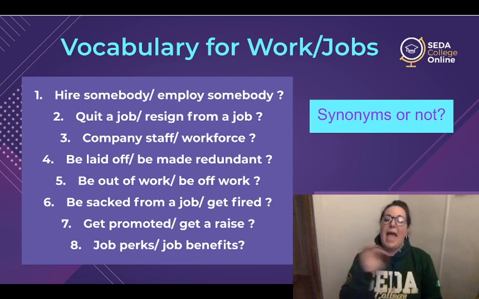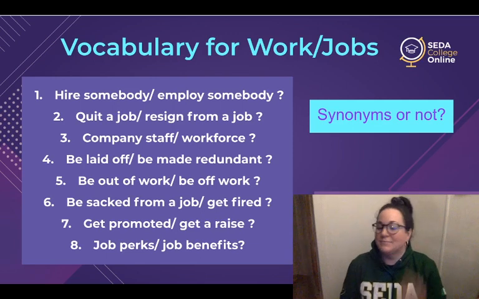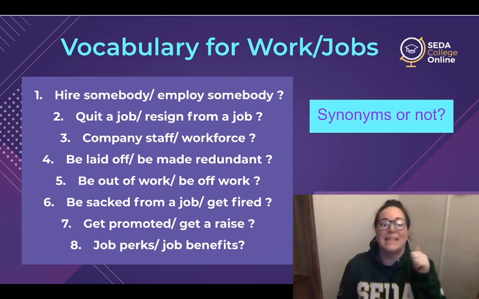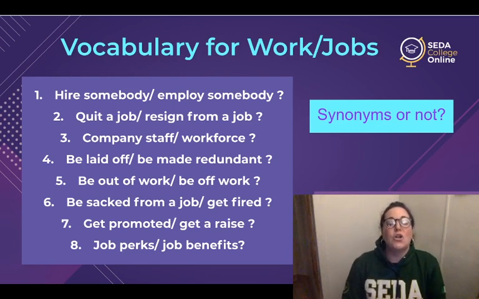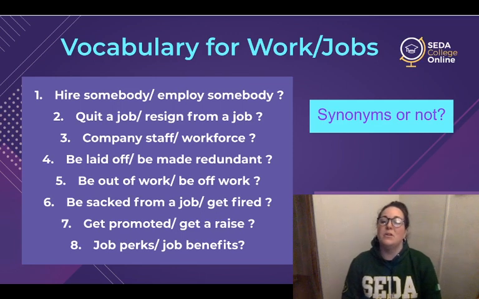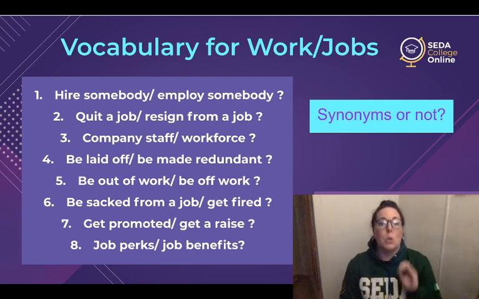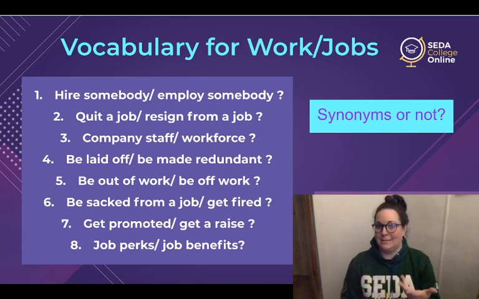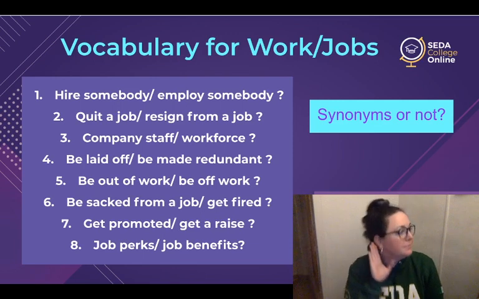Yes. Employ somebody. Yeah, you got it. Quit a job. Quit. A lot of people spell this word wrong. Quit. They put an E at the end and they make it quite. Totally different word, okay? Quit a job.